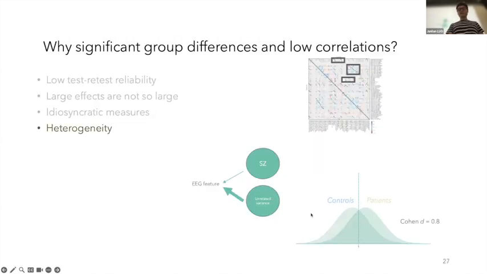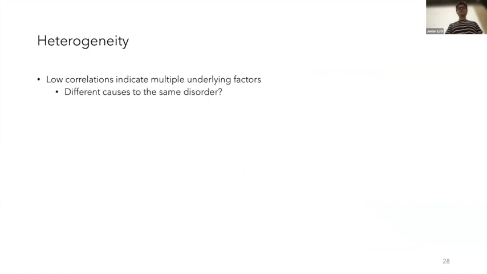And finally, it could also be that this reflects the heterogeneity of schizophrenia, right? So in this sense, low correlations would indicate that there are multiple underlying factors that contribute to the disorder. And then we could ask whether all this indicates that there are different causes for the same disorder. There are some results indicating that it's true that schizophrenia can have different causes, right? And then if we think about heterogeneity, we can ask questions like what type of disorder is schizophrenia?